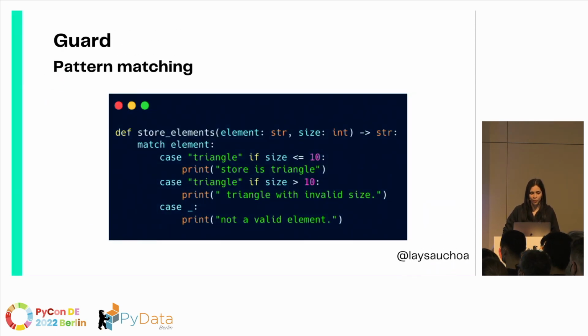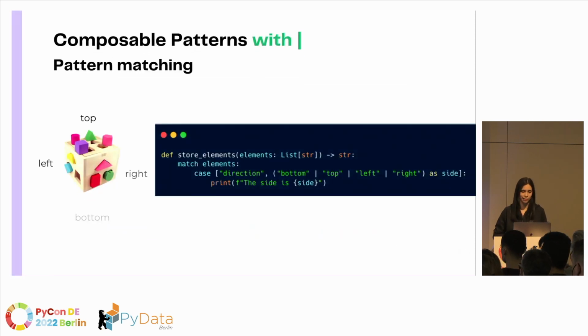This is really cool. Pattern matching, you can have guards. Don't be scared. It's just like a list comprehension, so to say, because you have here the case which you're going to be matching with, but only if something else is happening. So we have it here: if size is lower or equal to 10, or if size is higher than 10. So we're going to do the matching only if the condition is true. So this is basically what a guard is in this context of pattern matching.